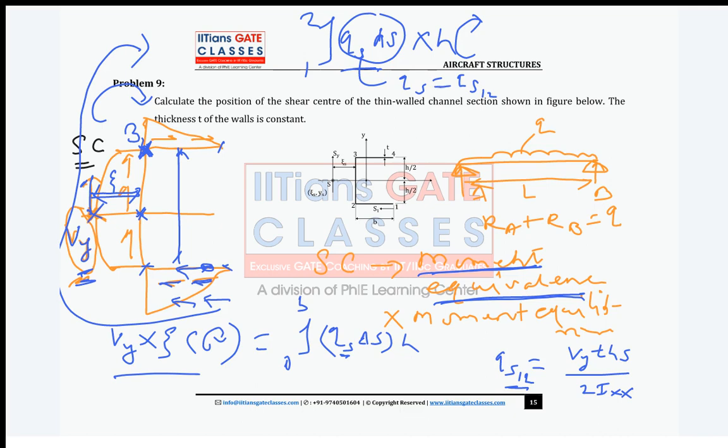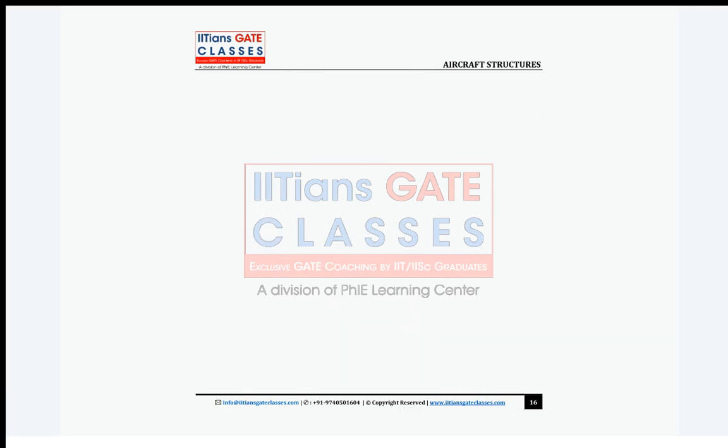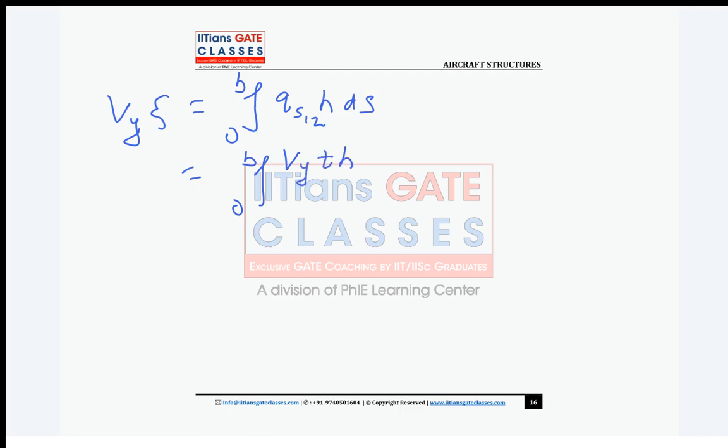Now, guys, I will erase this. So what we find: Vy into zeta is equal to the integral from 0 to b of qs 1 to 2 into h ds. Now put in the variation from 0 to b. It is Vy t h s upon 2 Ixx into ds, h ds. Am I correct? Is this correct? Yes or no, guys?